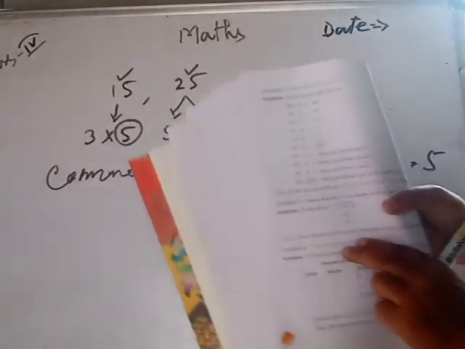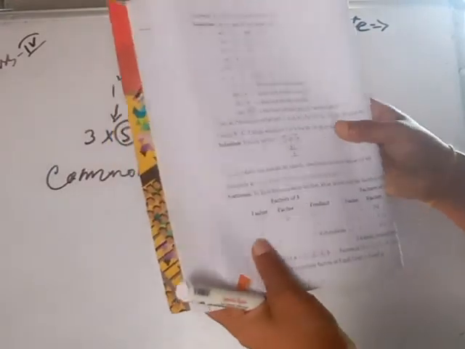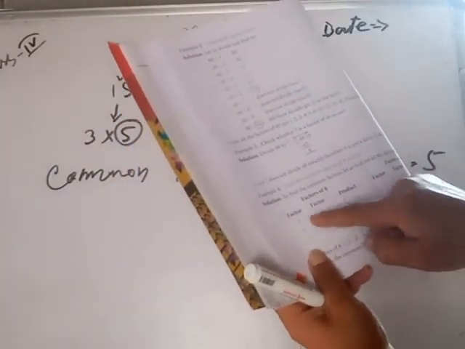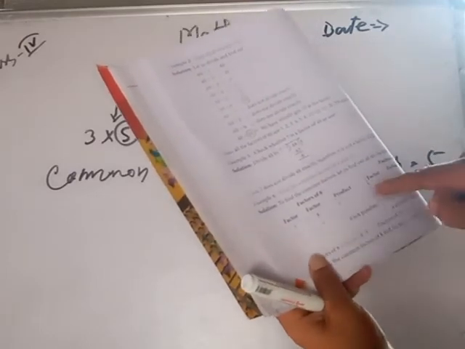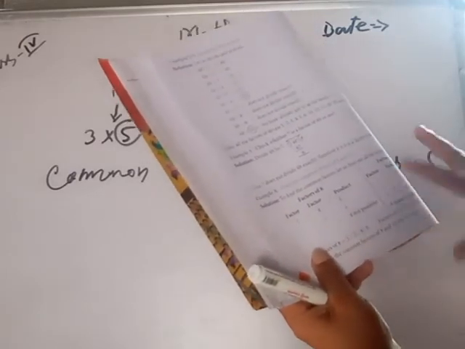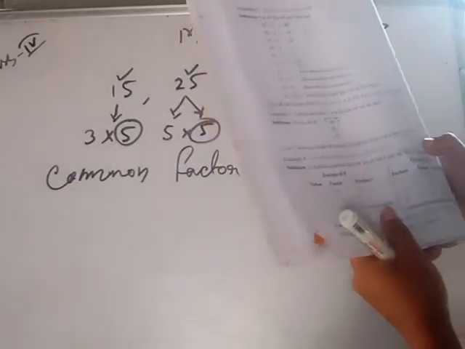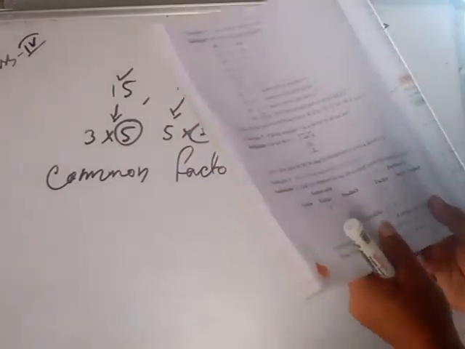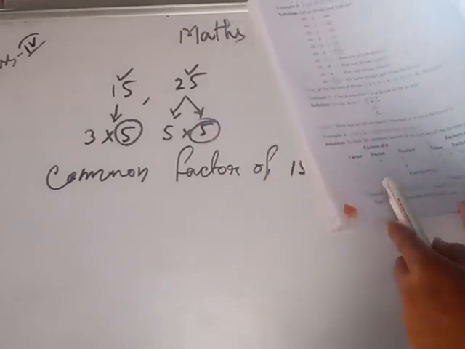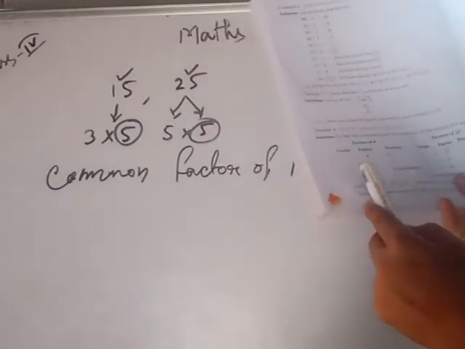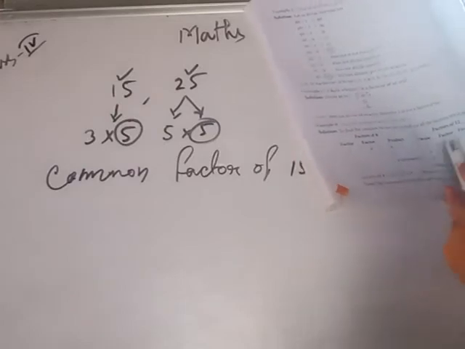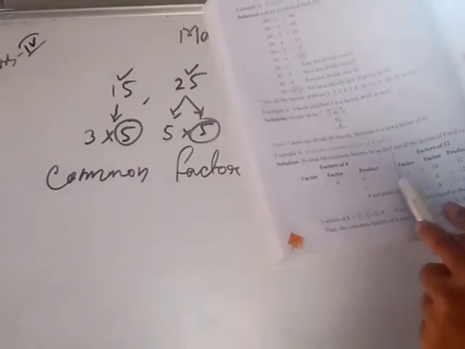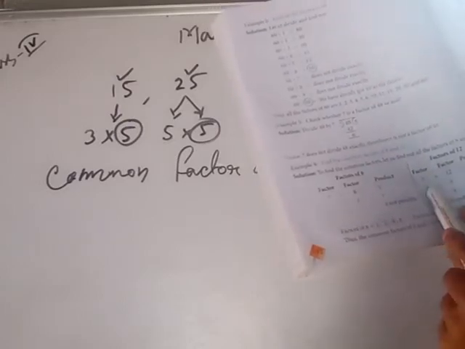You should do like this also. At first you should find out the factors of 8. 8 1s are 8, 4 2s are 8, 3 is not possible, we can't divide 8 by 3. That's why it is not possible. After that 12: 2 6s are 12, 12 1s are 12, 3 4s are 12.